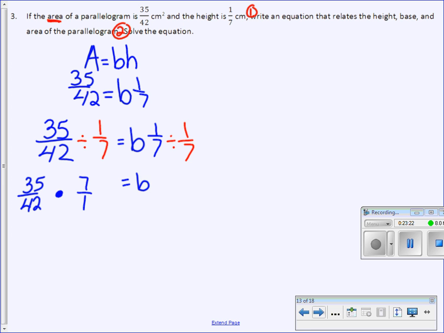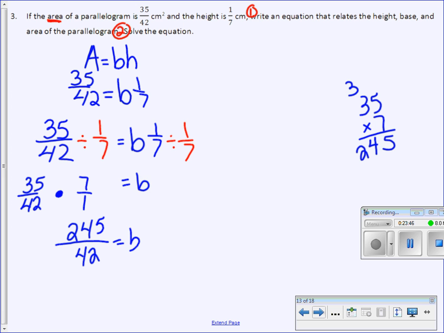35 times 7. This is where I said you could use your calculator for your homework, but this is not difficult. A little time consuming, but not difficult. I go to my margin. 35 times 7 is 245. Then I multiply my denominators. 42 times 1 is, or at least they cut me a break on that one. I know my one-time table. Congratulations. Am I done? No.